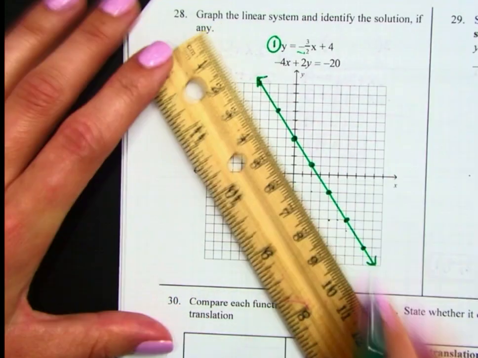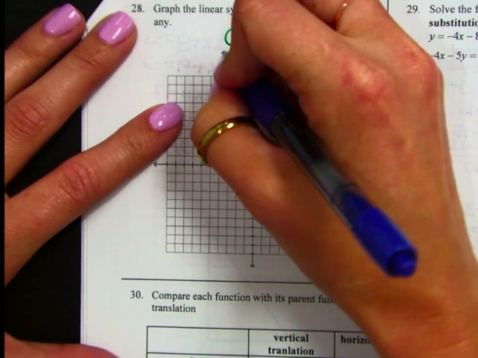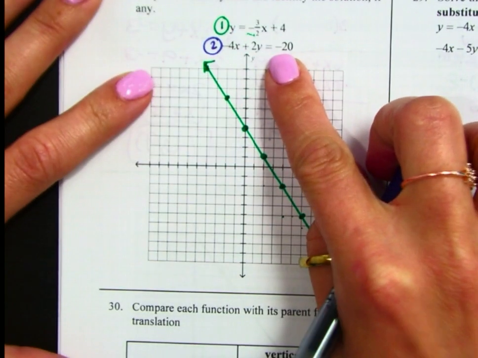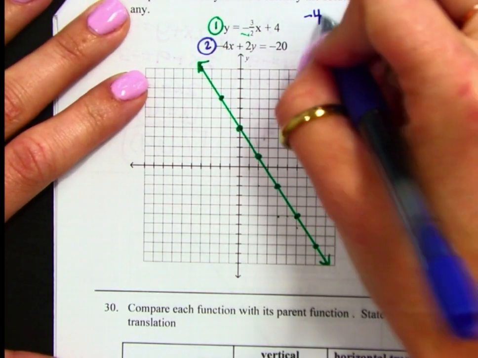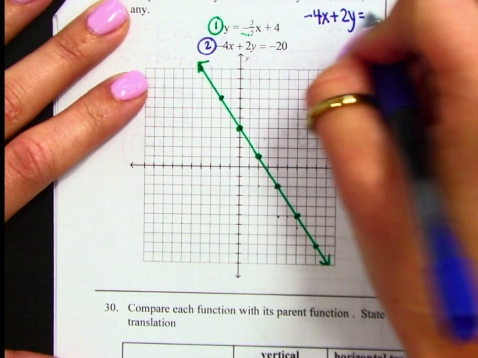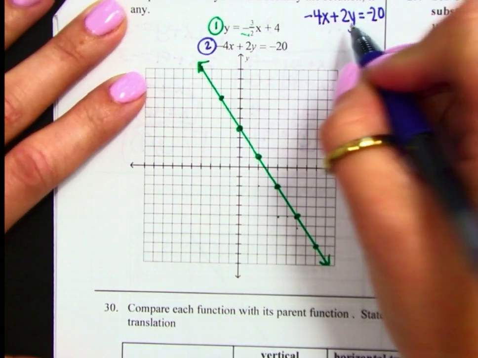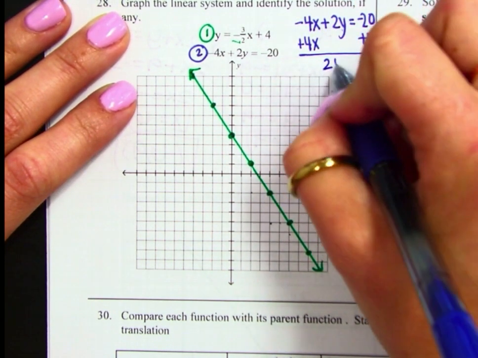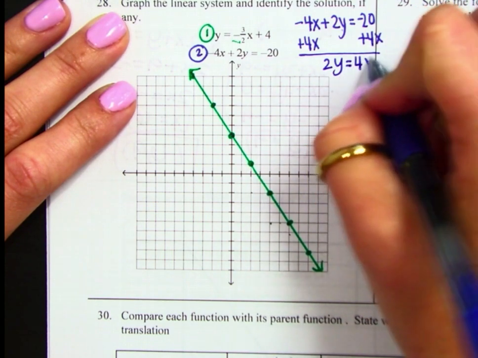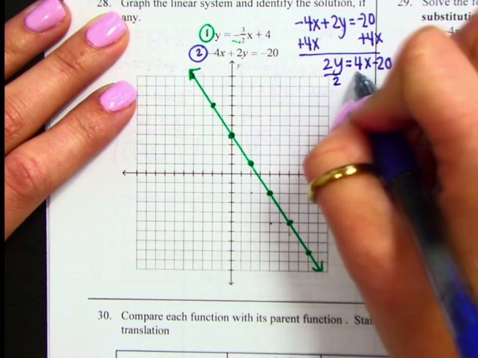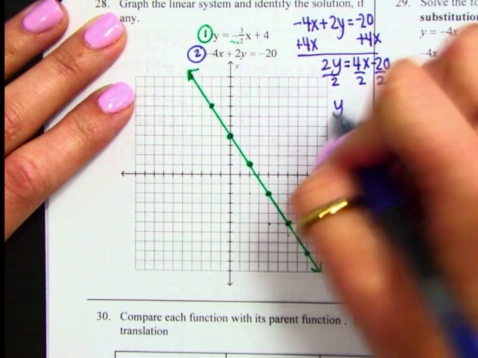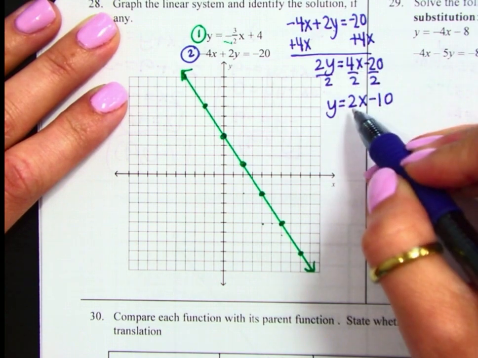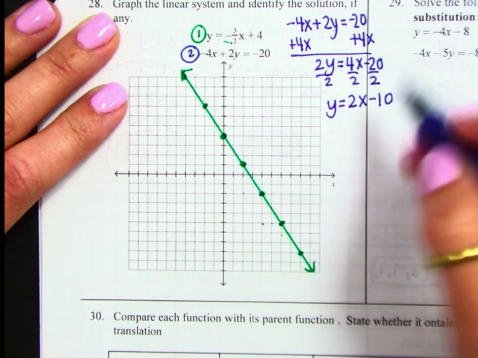Okay, now for my second line, I need to change this from standard form and put it into slope-intercept form. So I'm going to just rewrite this equation here, and I'm going to isolate y. So I'm going to add 4x. I get 2y is equal to 4x minus 20. Then divide everything by 2. And y equals 2x minus 10, right? Because 4 divided by 2 is 2, and then -20 divided by 2, -10.